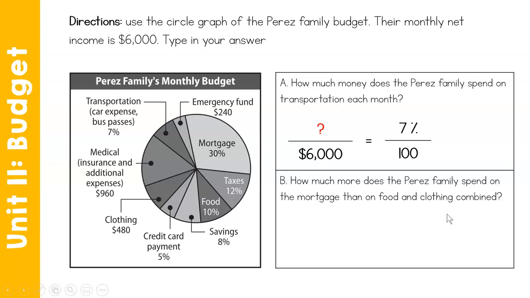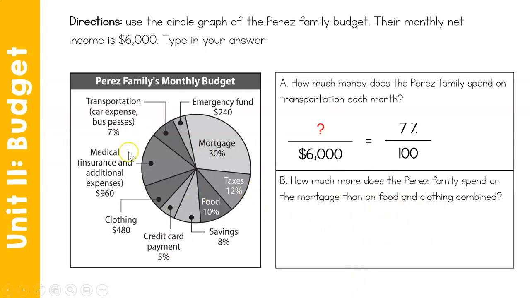Okay? All right, so this last example, it says use the circle graph of the Perez family budget. Their monthly net income is $6,000. Type in your answer. So this one, I am only going to work on A with you, and then I'm going to leave a discussion below for you to give me your answer for what you get for B.